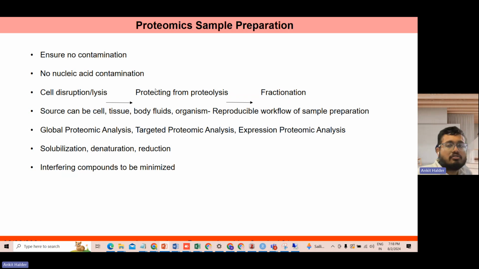And we know that when we break down a cell and lyse it, certain amounts of nucleic acids also tend to come out.